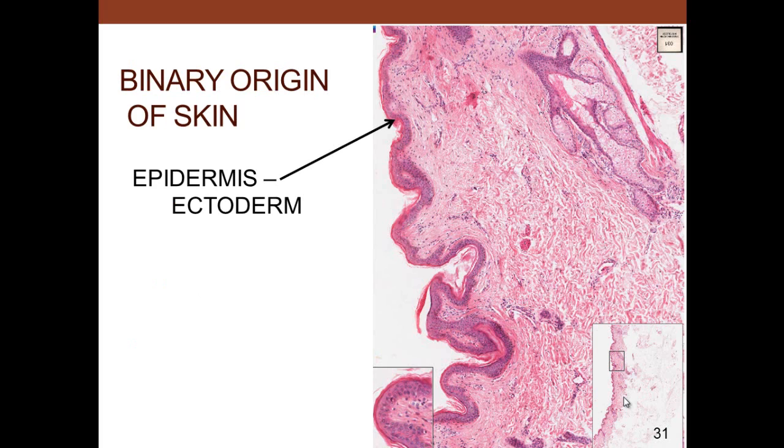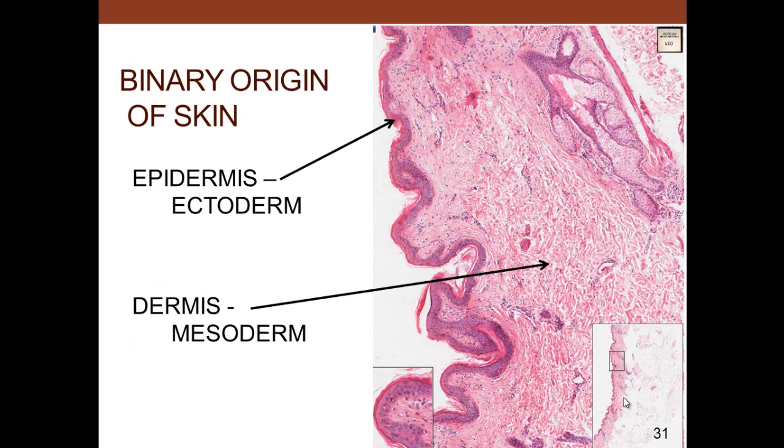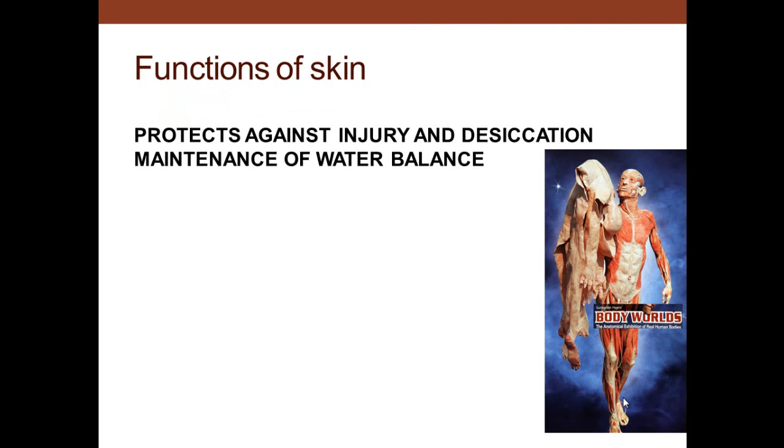The epidermis comes from the ectoderm, from the outside, but the dermis comes from the mesoderm. So remember that skin, which is an organ, is composed of at least two types of tissue, and one is epithelium and one is connective tissue in the dermis.